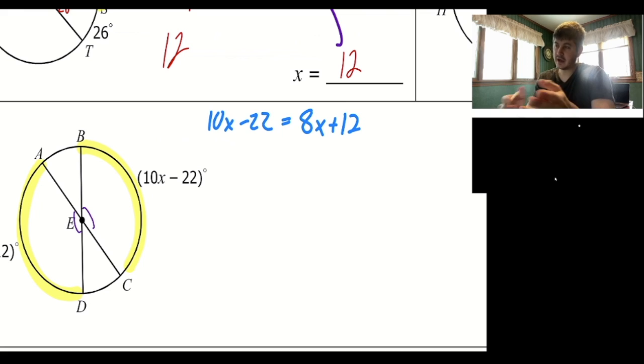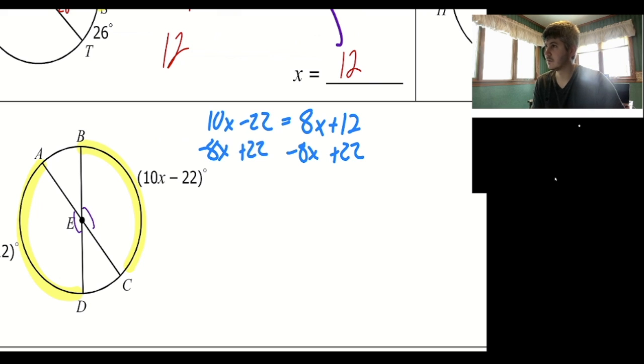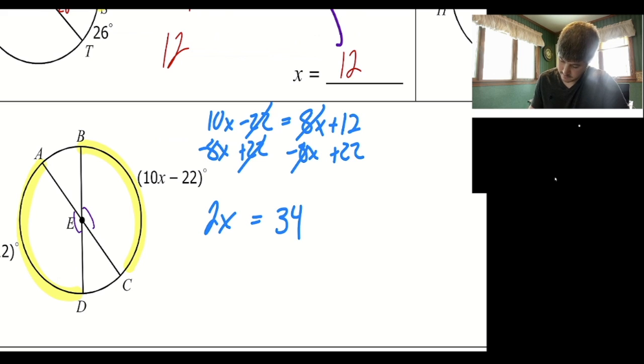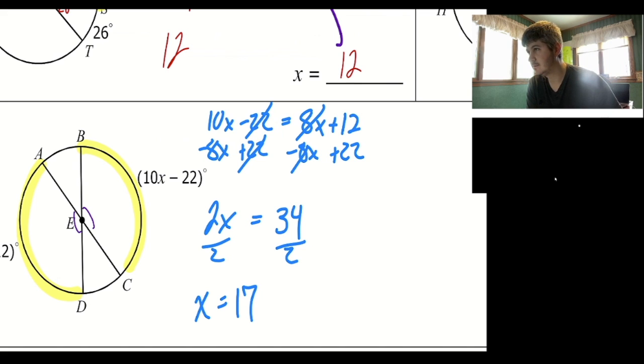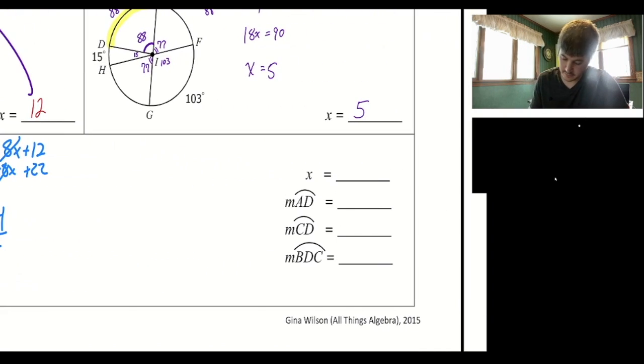Add 22 to both sides, subtract 8x. So let's do all that. We get 2x here. The 22's cancel. The 8x's cancel. And then we get 34 equals 2x. So we just got to divide by 2. And we get x is equal to 17. So I'll put that answer in this blank right here.